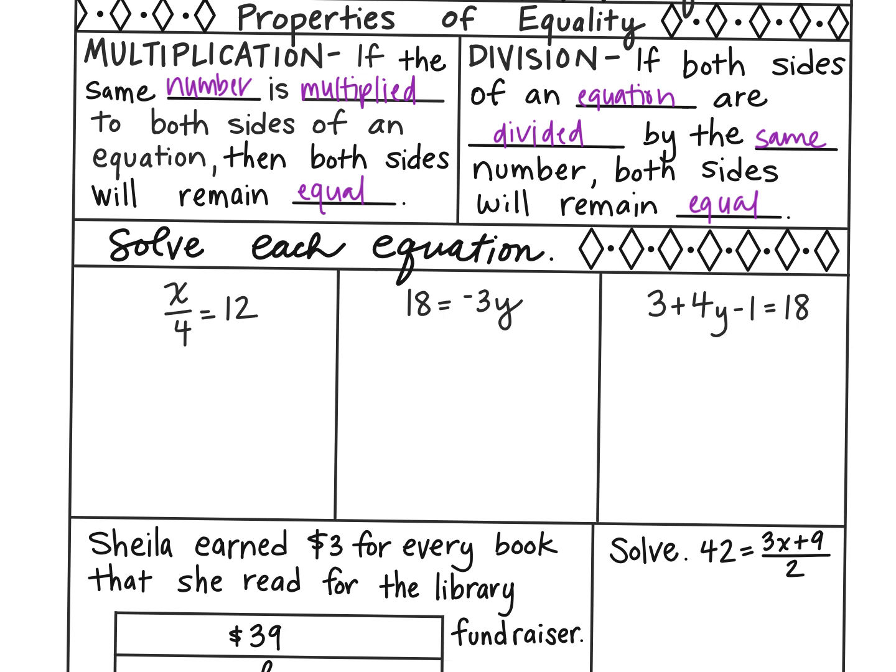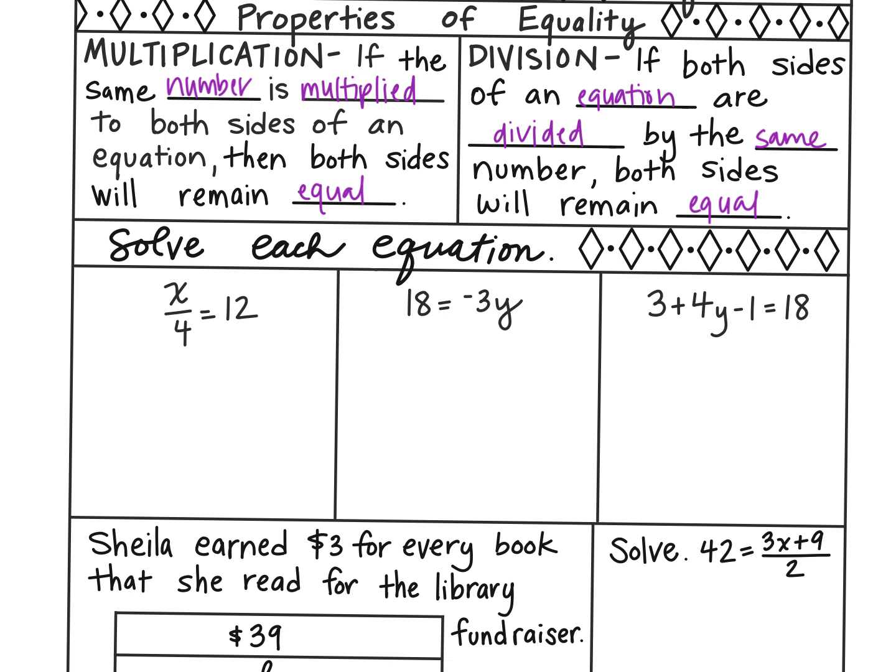Okay. Now, if I am given a division problem, how do I want to get x by itself? I want to single out x. I want to solve for x. So to get x by itself, if I'm dividing by 4, to get rid of the 4 on the left side where x is, what do you think I need to do?